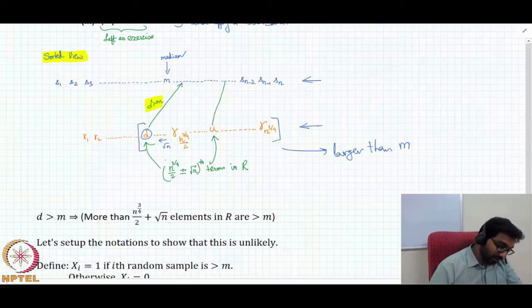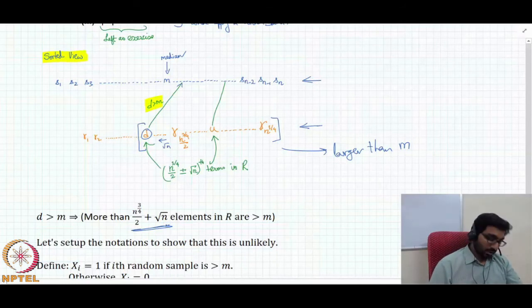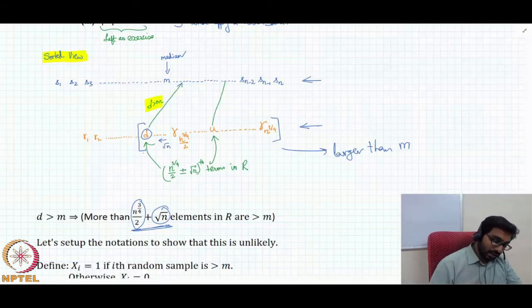Okay, and what's the cardinality of this set? Remember, this is the median element, and we walked square root of n steps to the left, so we have to add that as well. Okay, and so obviously this looks like an unlikely event, but now we have to formally prove that it's indeed unlikely. So let's set up some notation to do that.